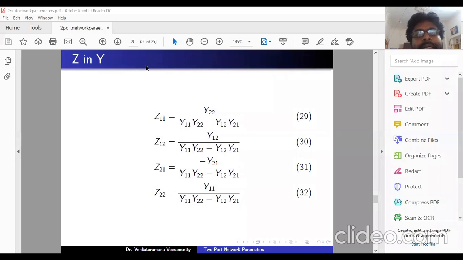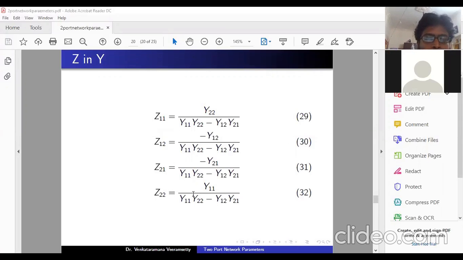That means if we know the Y parameters of any two-port network, then by using these relations, we can easily identify the Z parameters of that two-port network. Now we are going to discuss how we get these mathematical expressions. First, we will discuss the derivation. Later, we will solve problems by using these relations. So first, I will explain how we get Z11, Z12, Z21, Z22 in terms of the Y parameters. Please listen.